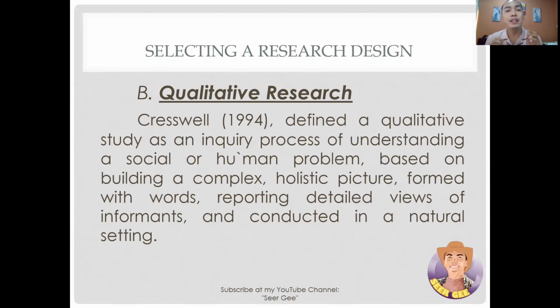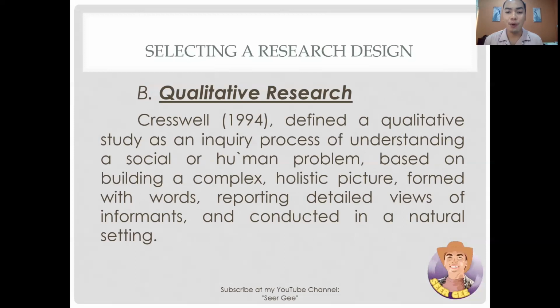Comparably, if quantitative research design is more on numbers, qualitative research design is into words. Thus, if you want to understand and explore the meaning of a social or human problem experienced by an individual or groups, qualitative research is a must-employ design.